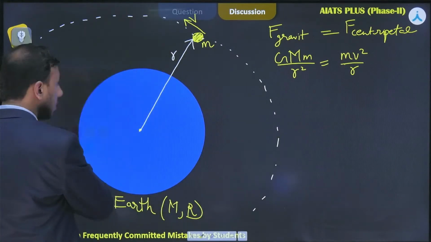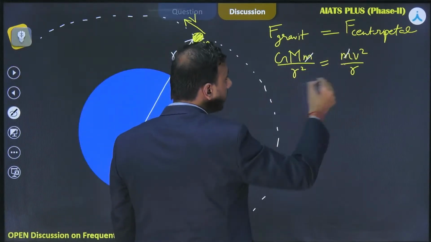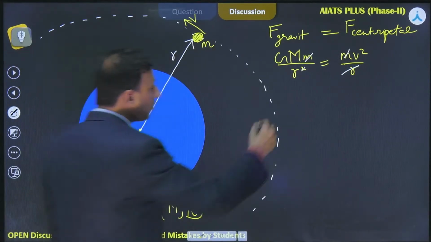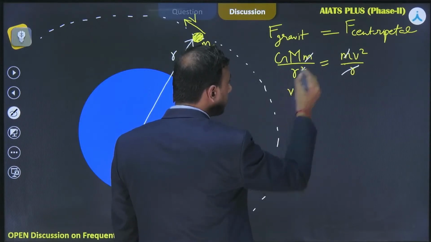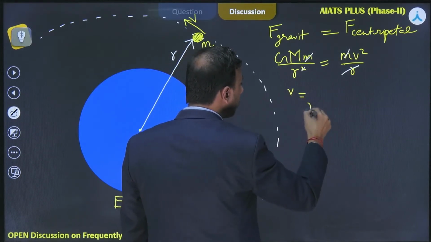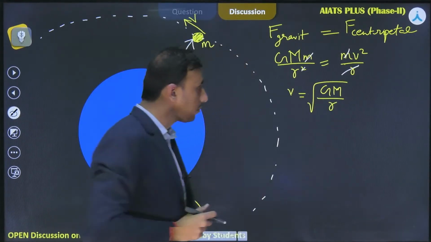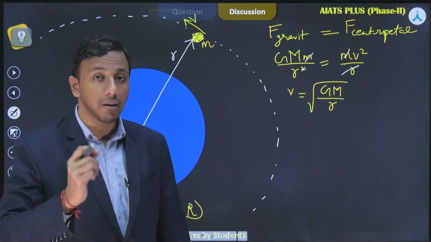And you can cancel terms. m cancels, and r cancels with r square. So from here, you will get an expression for velocity: v square equals GM by r, or v is equal to under root GM by r.